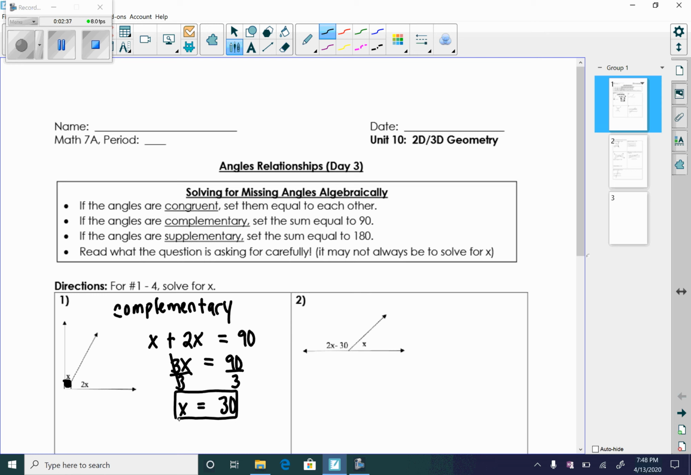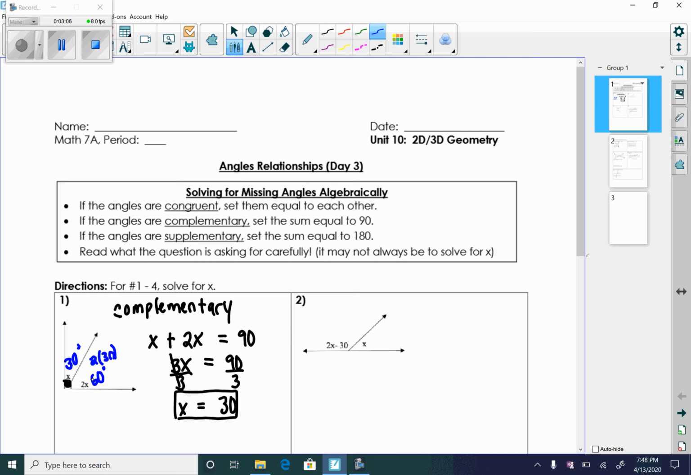However, if you wanted to check this to see if you did the problem correctly, watch how easy it is. So x is 30 degrees, we know that. If I plug in 30 for x here into the expression 2x, this angle here winds up being 60 degrees, and I know that I did the problem correctly because 30 plus 60 gives me the 90 degrees.